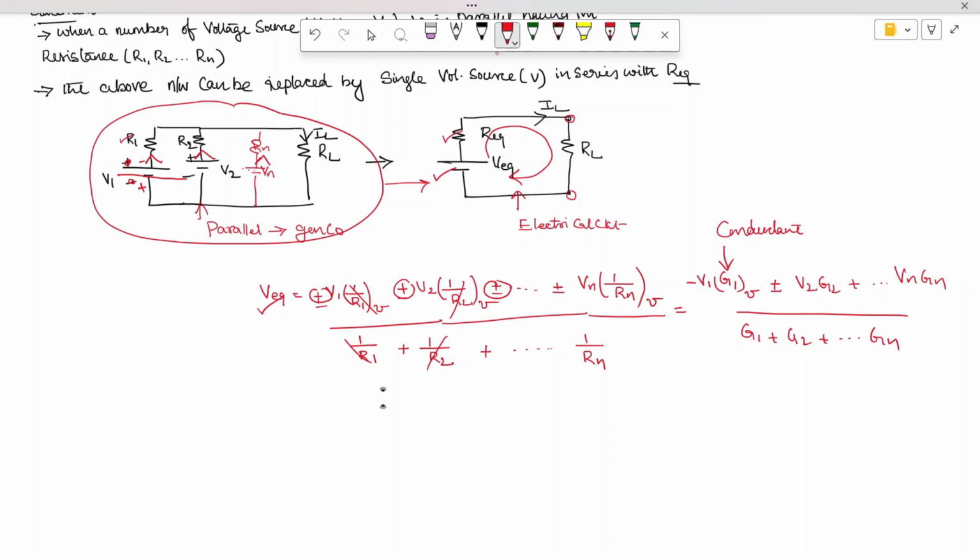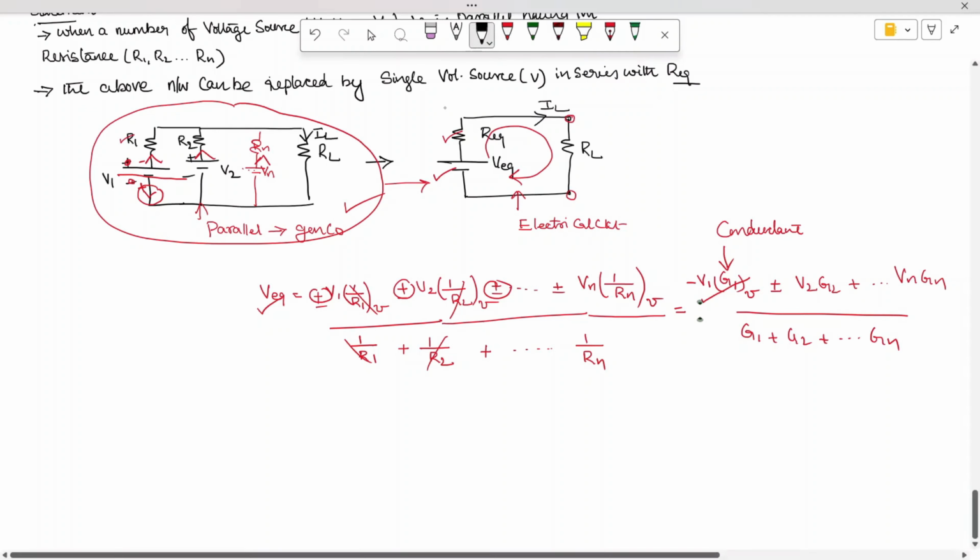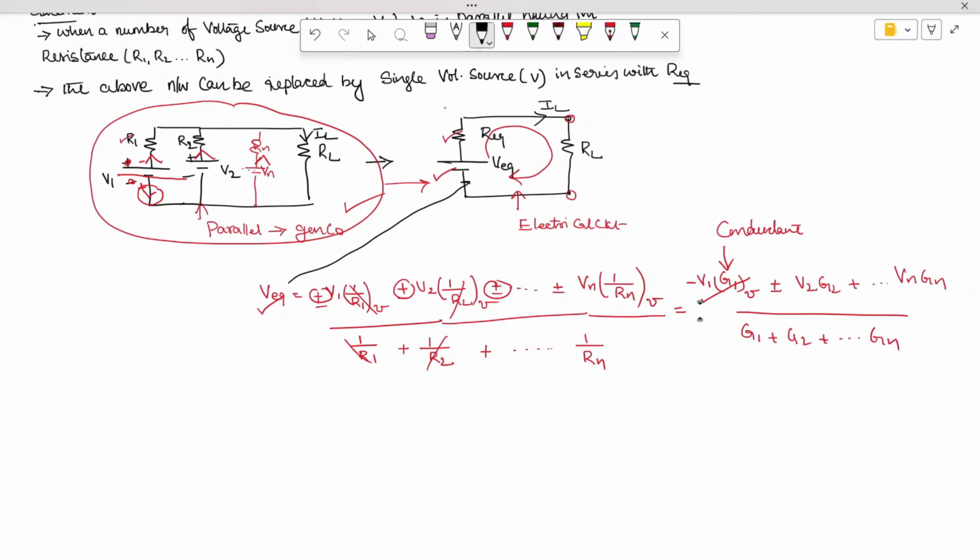So the same question may not be given in the exam. He'll test how you are able to analyze. So here the current will flow in this direction. Therefore, the current direction is reverse. Therefore, you will be getting minus V1 G1 plus V2 G2. Now, successfully we find the value of V equivalent.